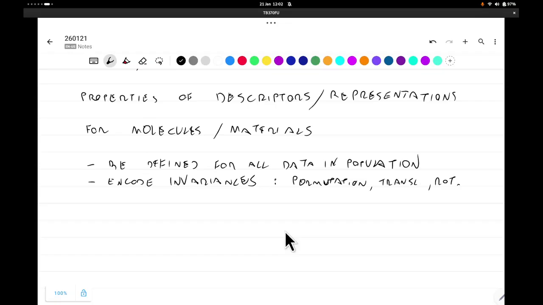Then there is one that is, so the general term could be smoothness. Could be expressed also in terms of similar data points having a similar descriptor.